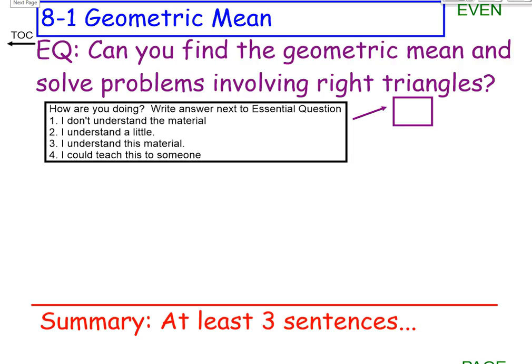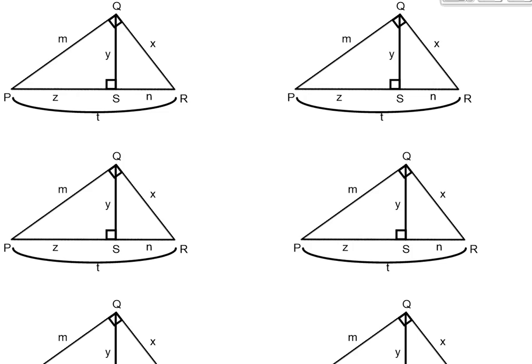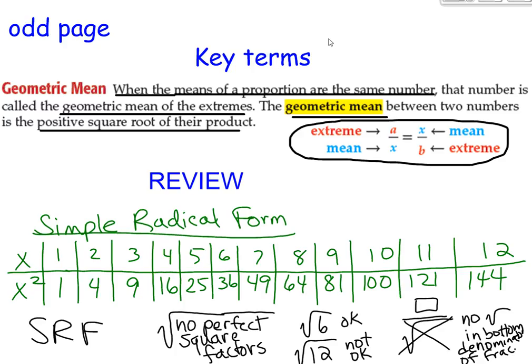In this section, we're going to have a very, very large key terms page, and we're going to put a big review on that key terms page. If you need extra space, just go to the next odd page after this. And this is the key terms.